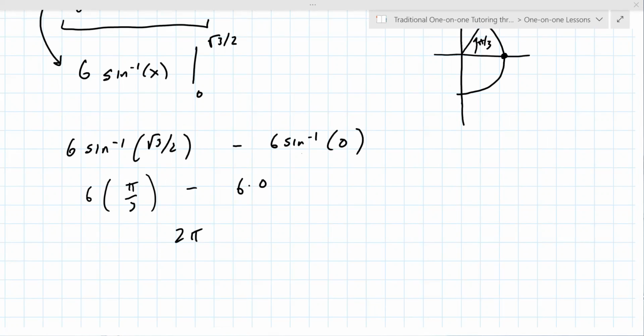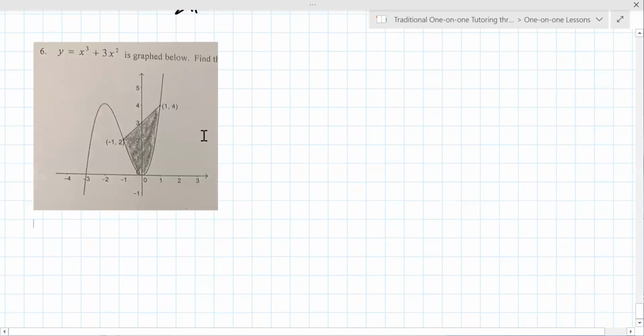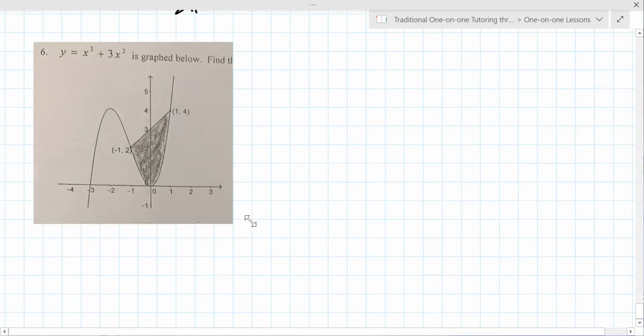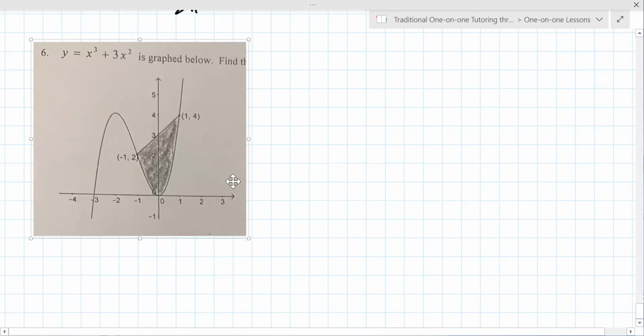6. And you can skip over 7. He explained that one in class. Okay. If you want, but still do 6. Okay, find the area of the shaded region.